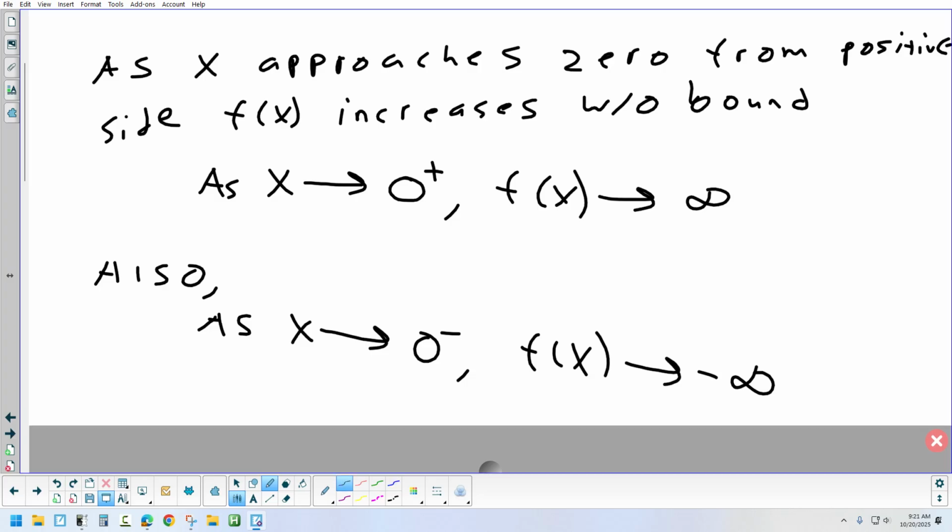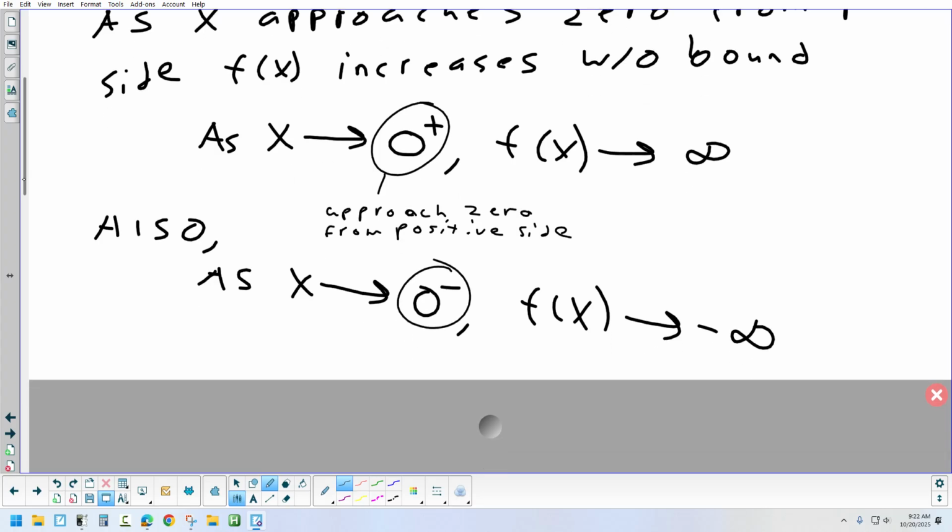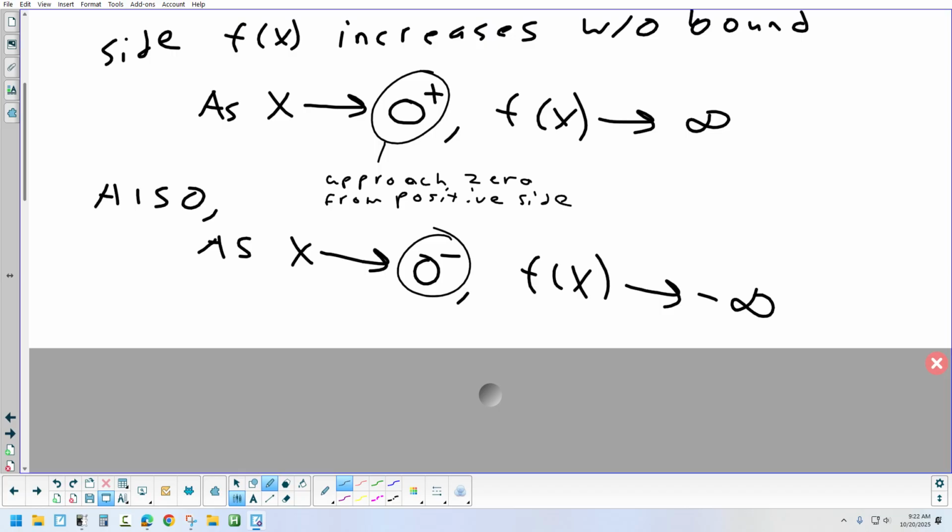So here's the notation that describes that. This notation means as you approach 0 from the positive side. Approach 0 from the positive side. So start on the positive side and head to 0. This notation means approaching 0 from the negative side. That's why it has a little minus.